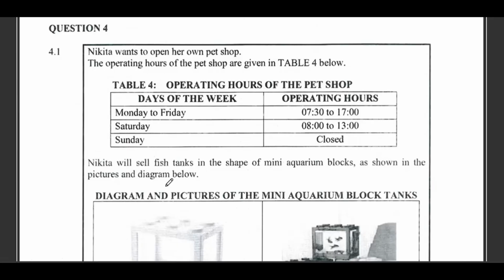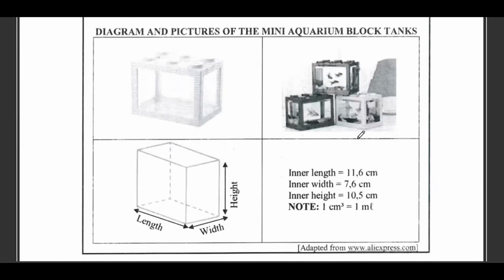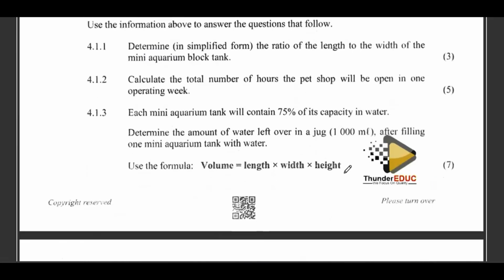All right, Nikita sells fish in the shape of the mini aquarium blocks as shown in diagram below. So these are the diagrams, and we shall see what we shall do with them. Determine in simplified form the ratio of the length to width of the mini aquarium. So what you do first is to write down. So we are looking at ratio to width.